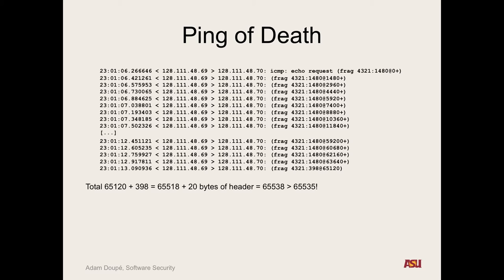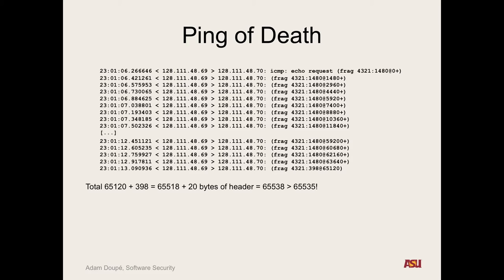So the ID here is 4321. That's all we have. We have ID number, we have offset, and we have length. Those are the only three things. There's nothing that says I can't create another fragment packet with the same offset, same length. And then the question is, what happens on the receiving end? Is it ignored because it already received that? Does it overwrite and change things? That depends.